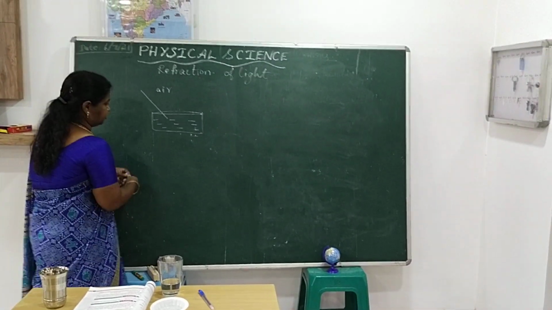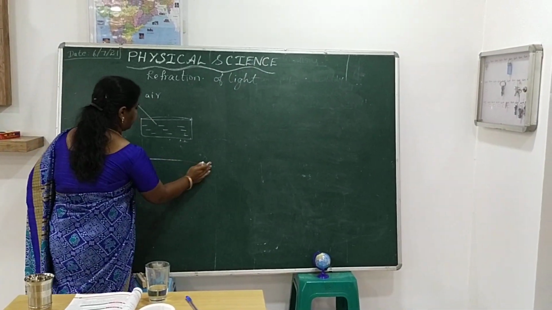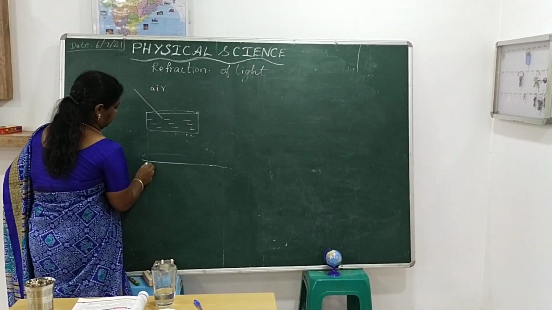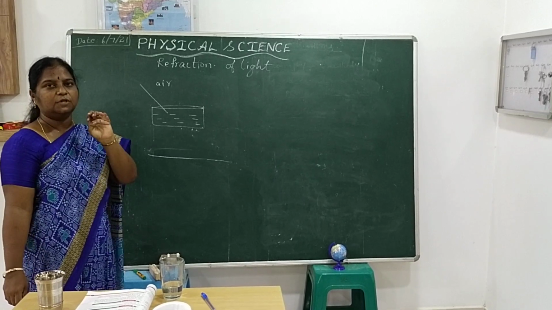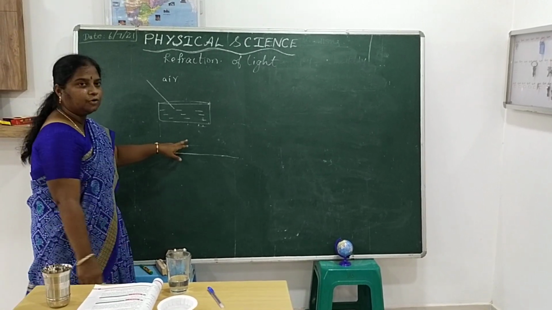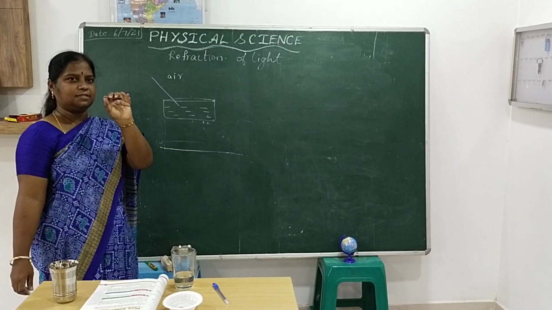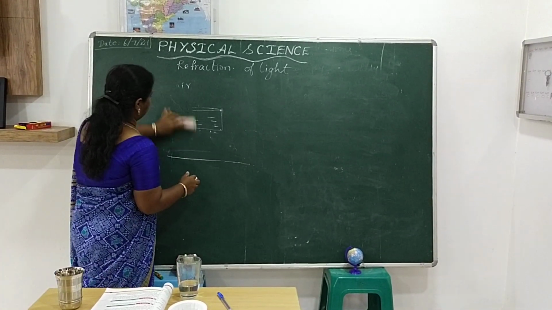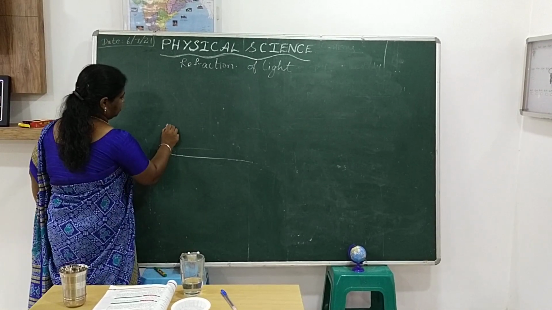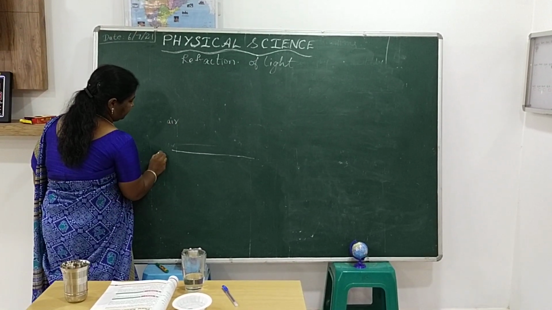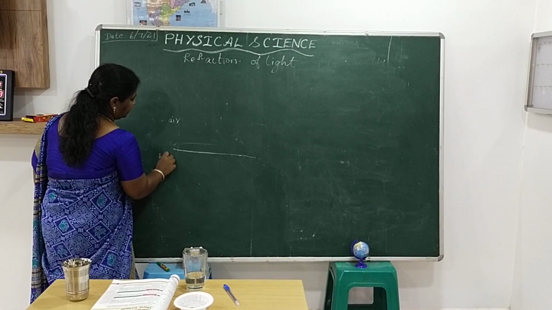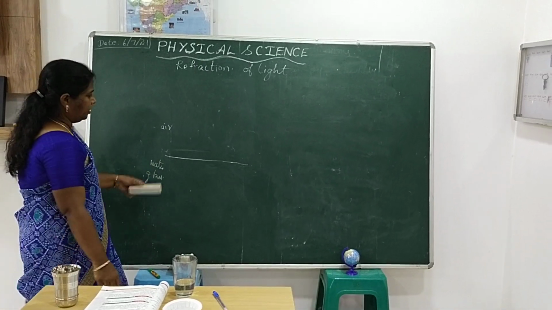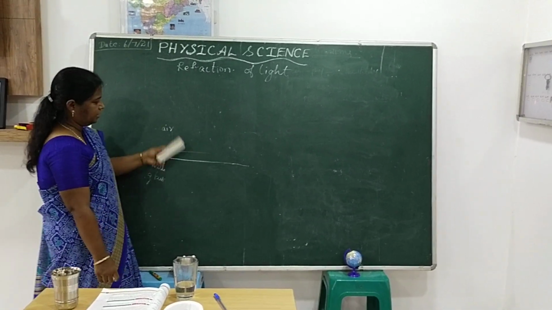Now if you try to draw a ray diagram here, I hope you know the ray diagrams which you have finished in your 9th class. Drawing the ray diagrams, we just consider a ray of light in order to show all these. So consider this to be air and this to be water or glass. You can take anything, solid or a liquid.